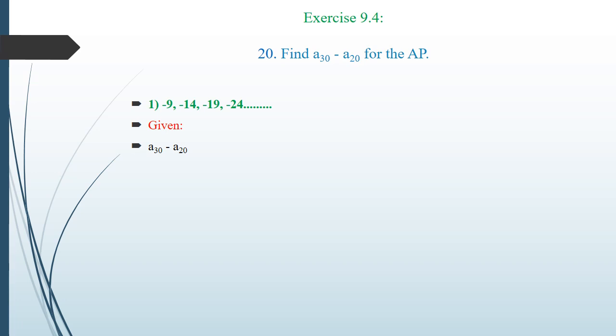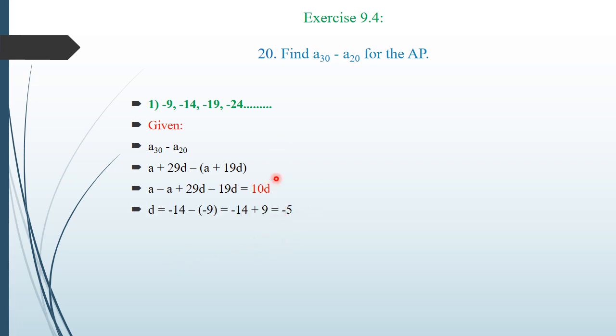a30 minus a20 I need to find. Let us simplify this. Here I can see a30 minus a20. a30 I can represent as a plus 29d, minus as it is, and a20 I can write as a plus 19d. If I open this bracket here, the minus sign will be multiplied throughout. Therefore I can write it as a minus a plus 29d as it is, minus into plus is minus, and that is going to be 19d. Therefore when I solve this, a gets cancelled. 29d minus 19d is going to be equal to 10d here.